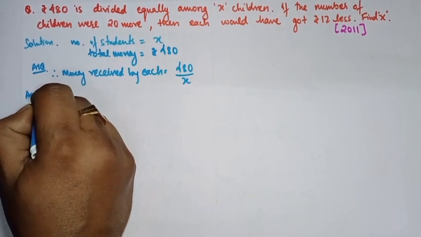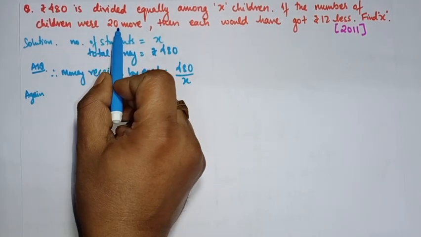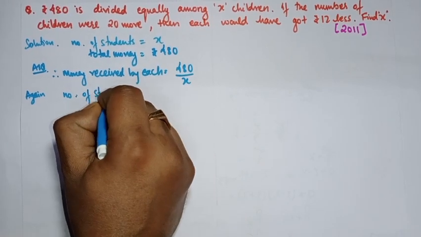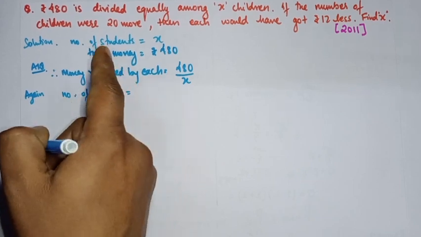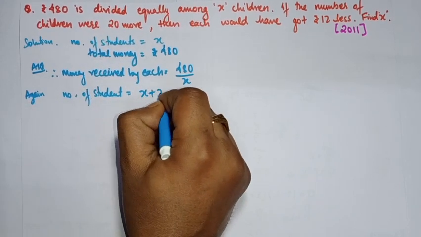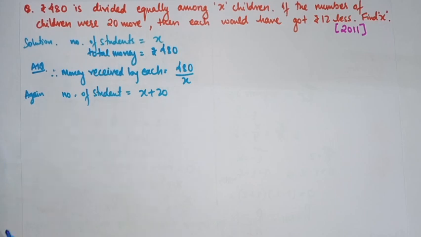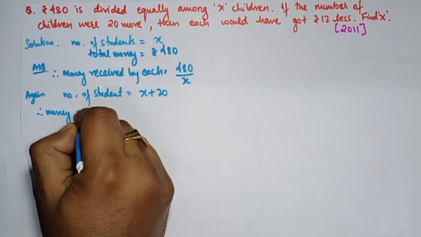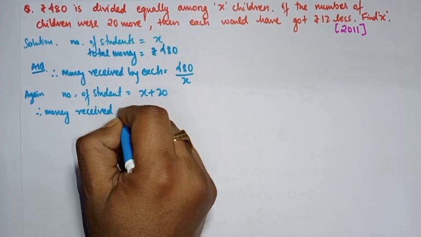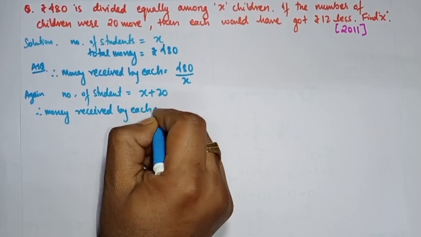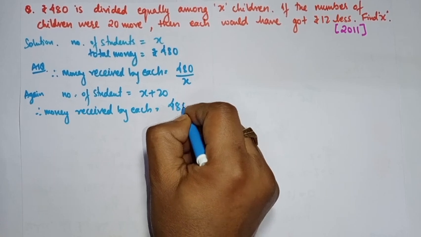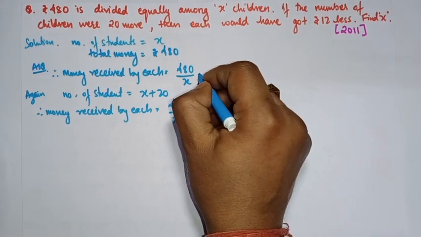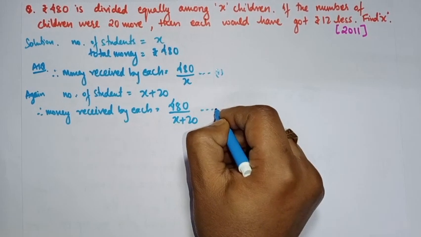Again, what is given is that the number of students has increased. So the number of students is increased by 20 more. That means it will be x plus 20. Okay, so the total money is the same, 480 only. So therefore, money received by each will be total money upon students, 480 upon x plus 20. So this is my 1 and this is my 2.